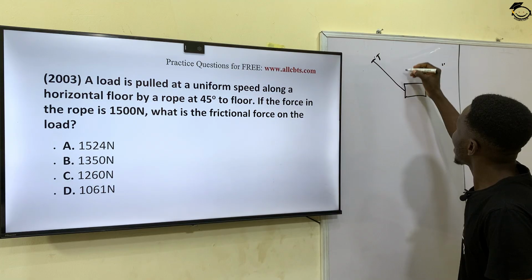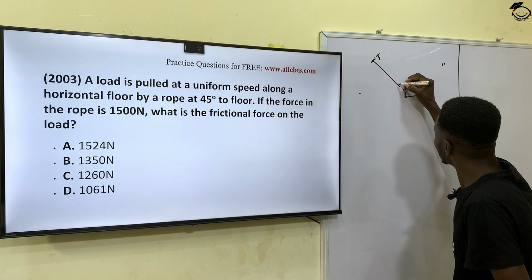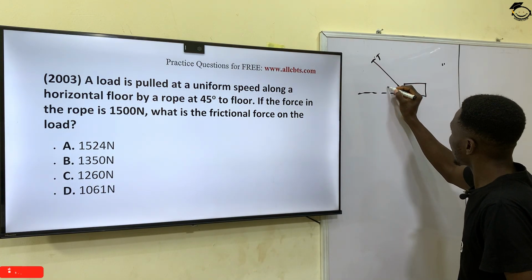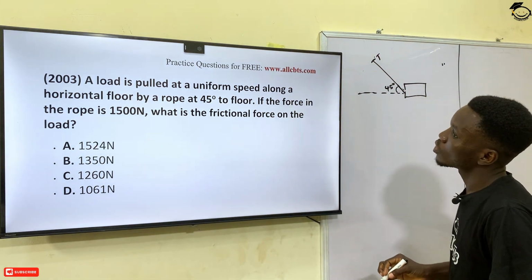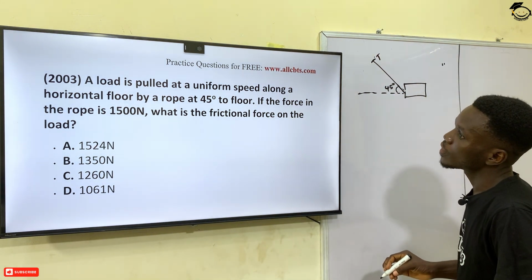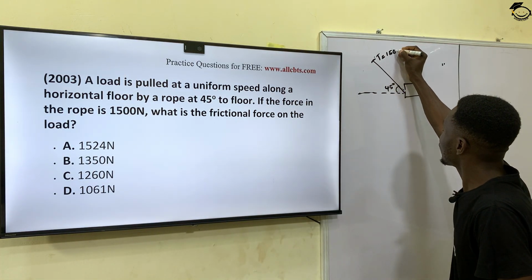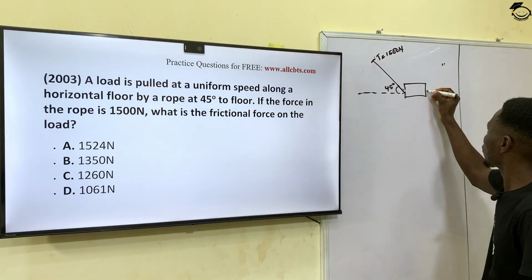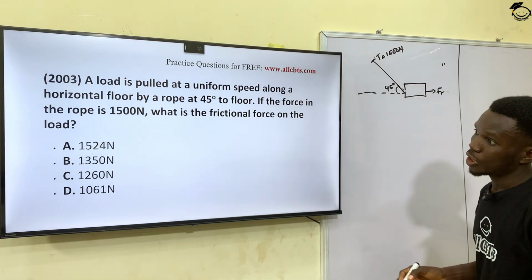And then they said the angle at which this load is pulled to the floor is 45 degrees. And then in the question it said, if the force in the rope is 1,500 Newton, so here my tension is 1,500 Newton. What is the frictional force? The frictional force is the force that is opposing this motion. So this is the frictional force moving in the opposite direction.